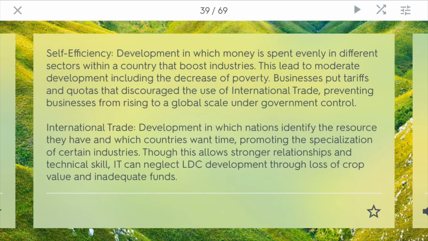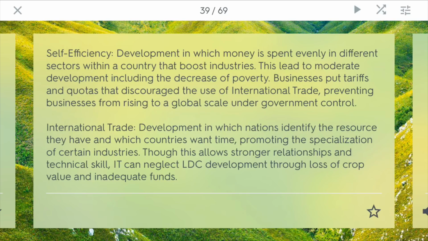Liberal models of development. One was self-sufficiency. This is where the development in a country occurs where money is spent evenly in different sectors within a country to boost industries. This leads to moderate development, and this also includes a decrease in poverty. Countries help to institute tariffs and quotas that discourage the use of international trade. This also prevents businesses from rising to a global scale under this government control.